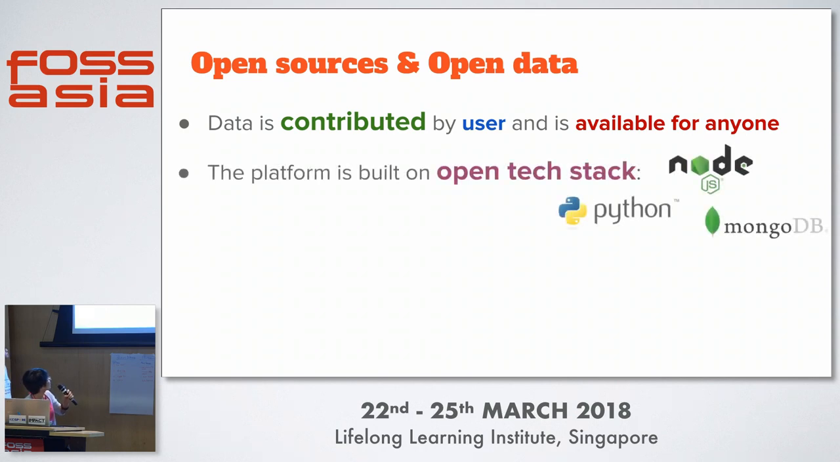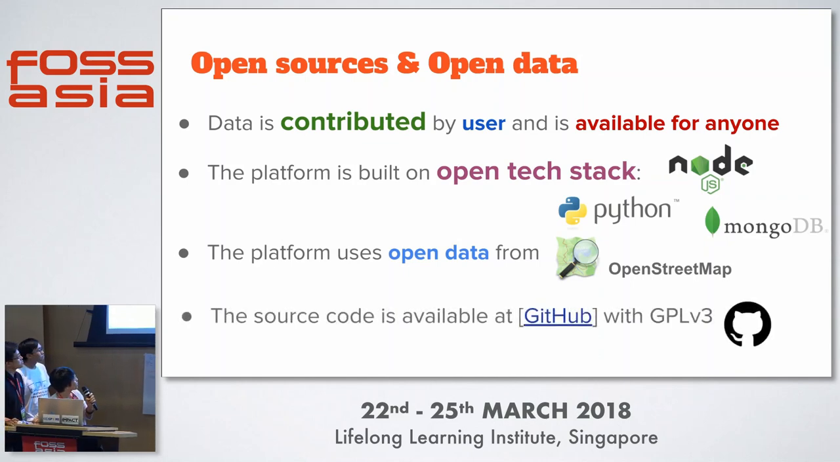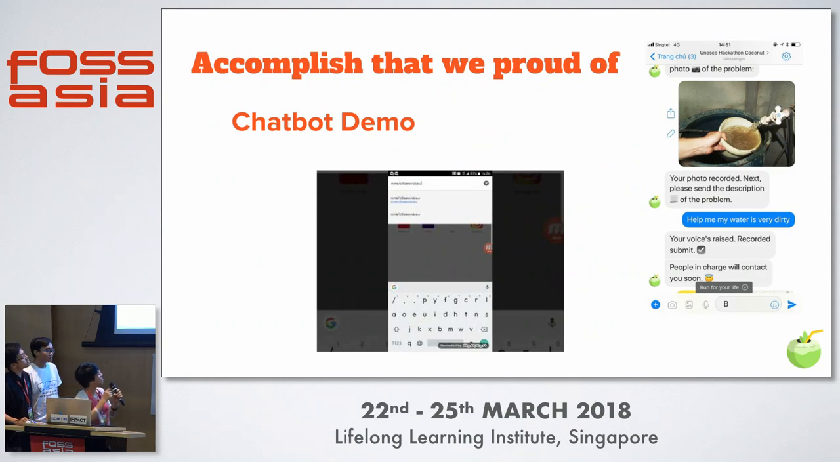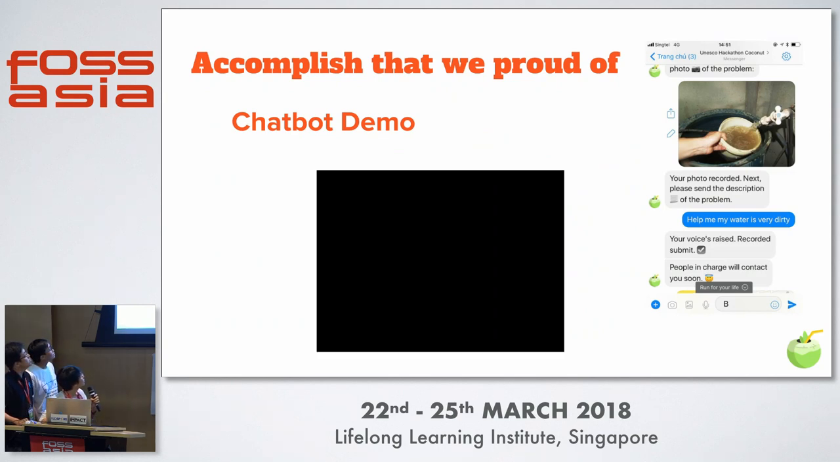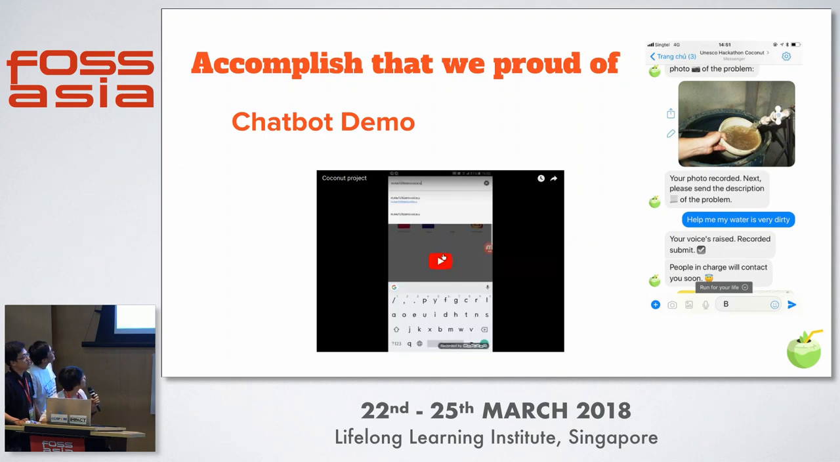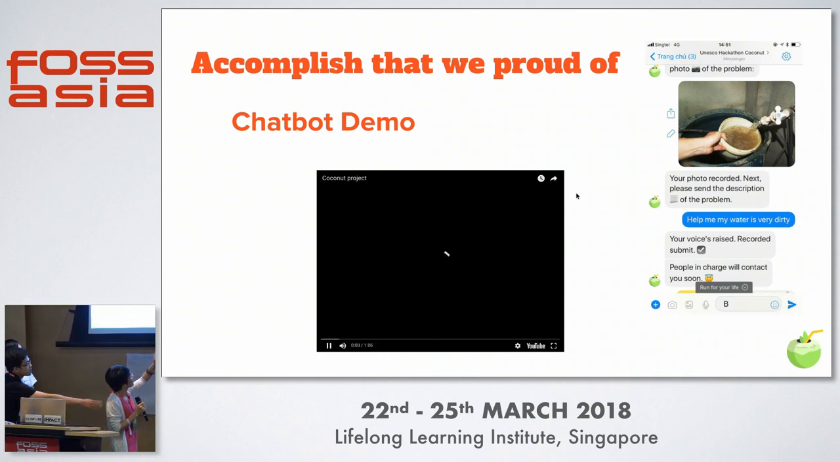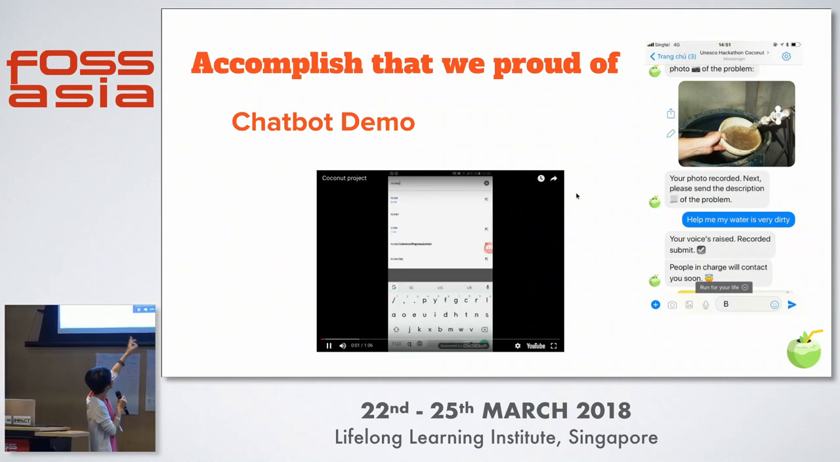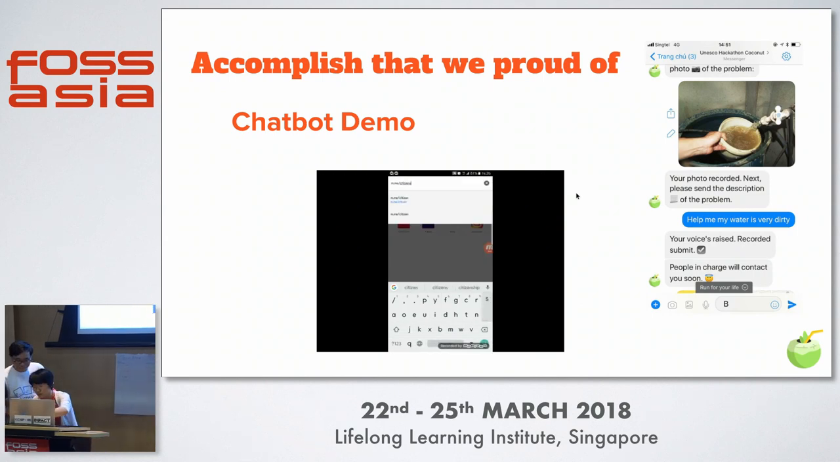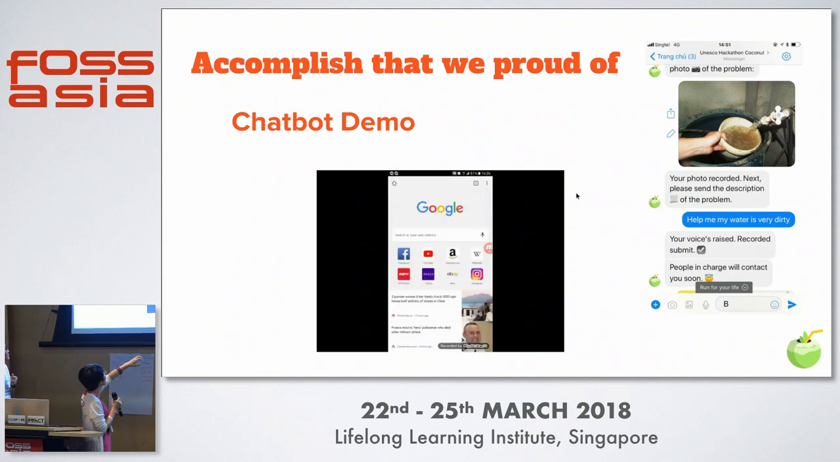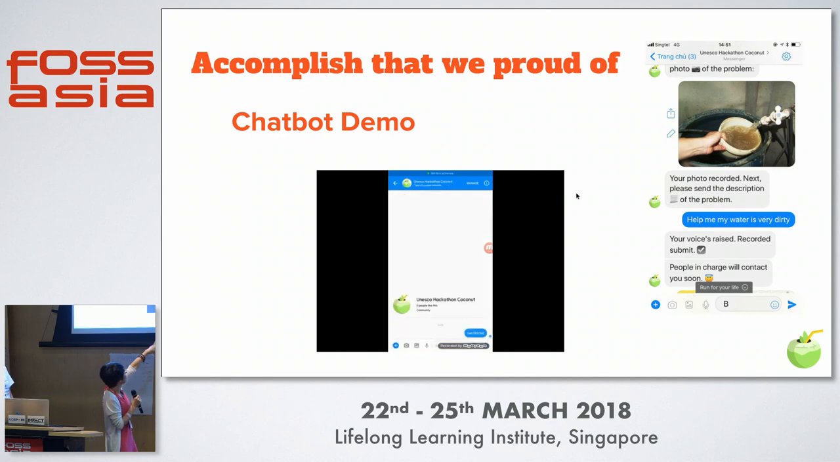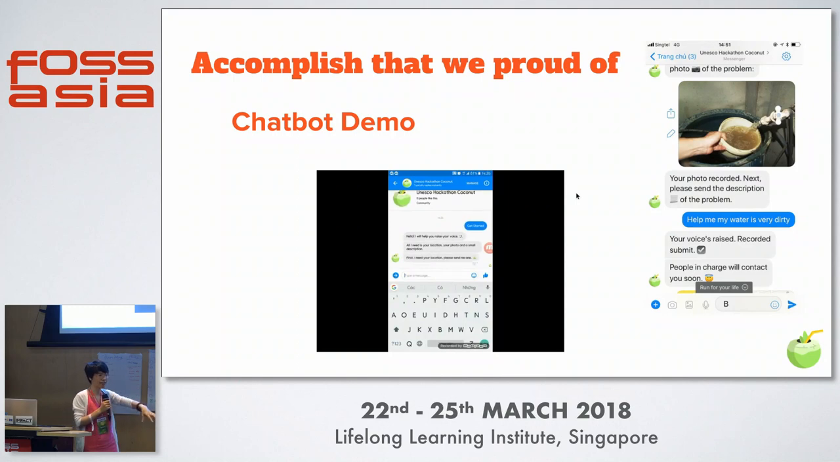This is some of the open source and open data we use: data contributed by users and made public, available to anyone. We also use OpenStreetMap and Python. We will demo some of this. We have a video demo here. We will have a chatbot, and there is a short link to the chatbot. We type it, slowly, and it will display a welcome, and we issue the report. We will send the location and report the issue.